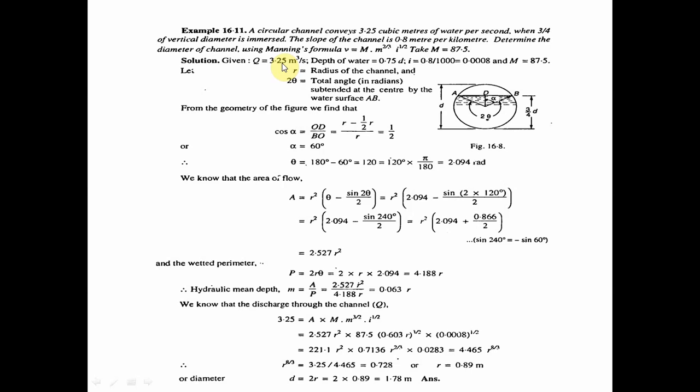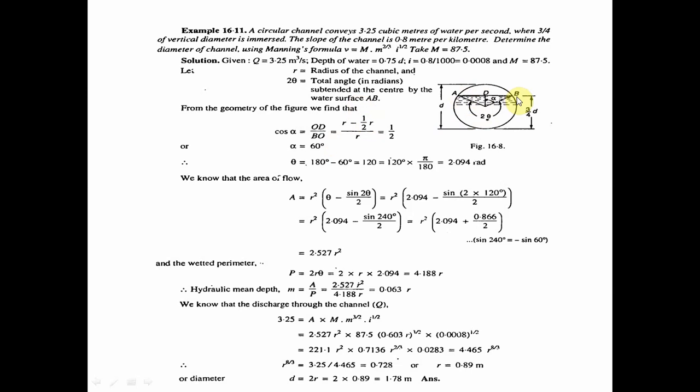So given Q is equal to 3.25 meter cube per second. Then the depth of the water is equal to 0.75 times D. I is equal to 0.8 divided by 1000, that is equal to 0.0008, and M is equal to 87.5. Then R is the radius of the channel and 2 theta is the total angle in radians subtended at the center by the water surface.